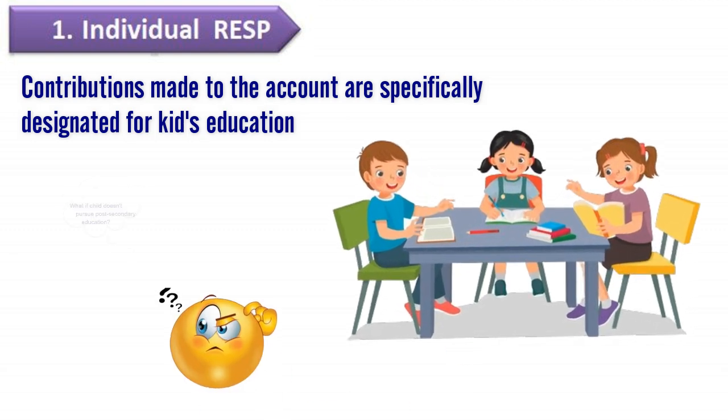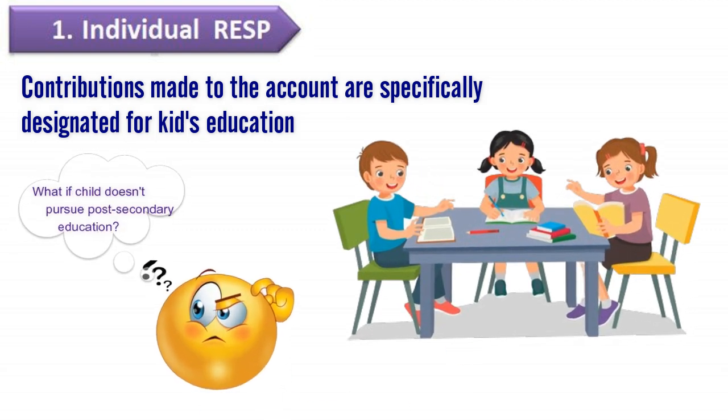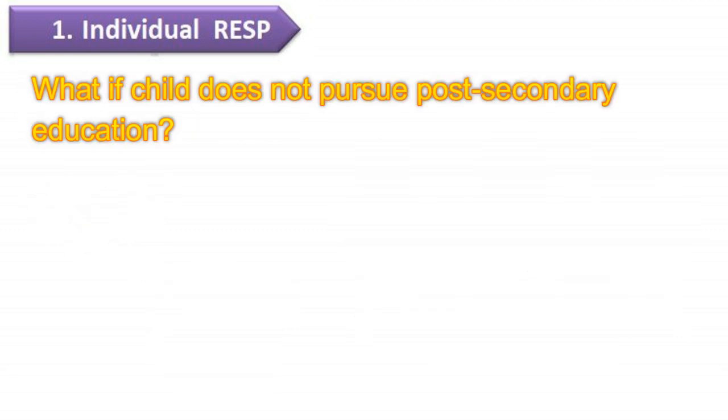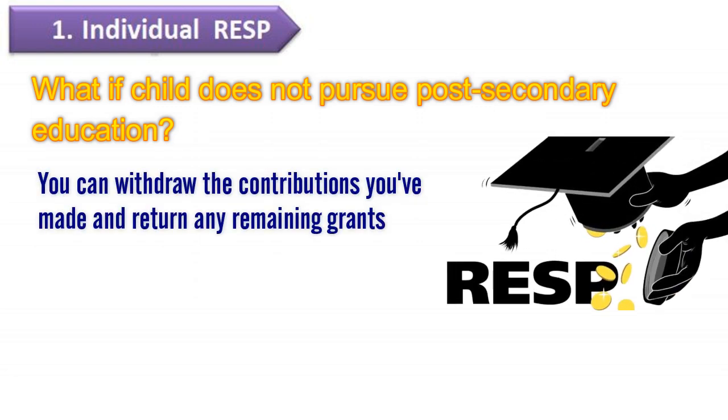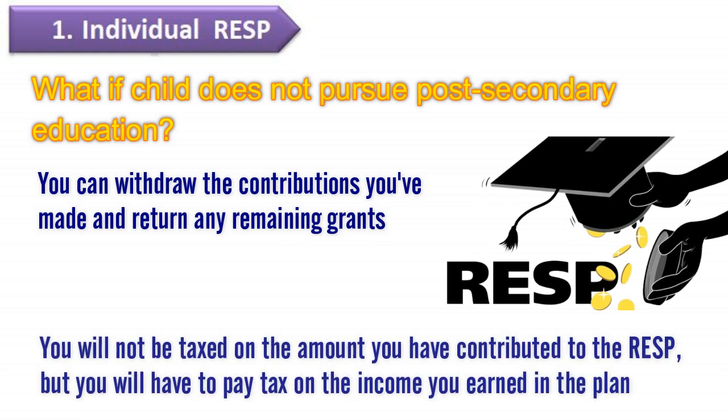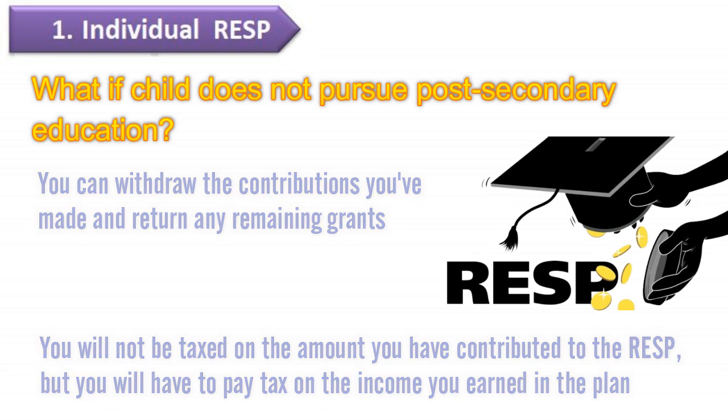Now you may get one question. What if the child does not pursue post-secondary education? If your child does not want to pursue post-secondary education, then you can withdraw the contributions you have made and return any remaining grants. You will not be taxed on the amount you have contributed to the RESP, but you will have to pay tax on the income you earned in the plan.